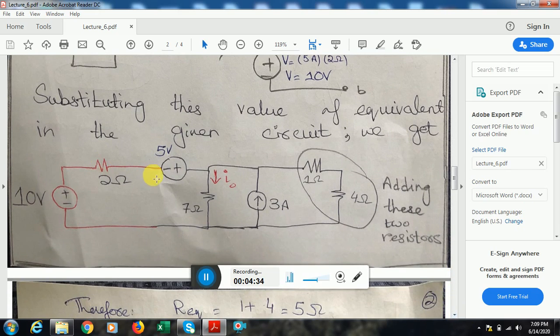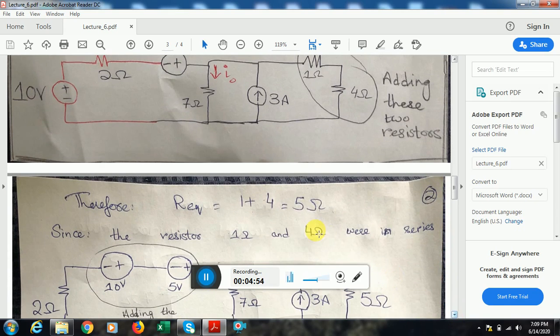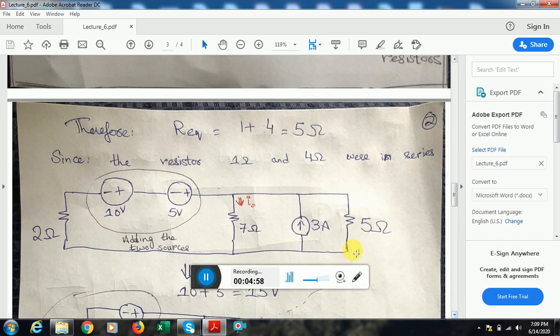So you can see that from minus plus 5 volt, this portion that I have drawn in the red color has been transformed. The rest of the circuit is the same. Now I can further simplify this circuit by adding these two resistors which are in series to each other. For series equivalent, we just add up 1 plus 4, and it becomes a 5 ohm resistor. So the new circuit will now have a 5 ohm resistor, the 3 ampere source is the same, and the rest of the circuit is the same.